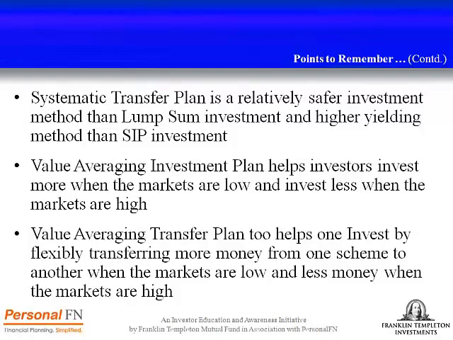Value Averaging Investment Plan helps investors invest more when the markets are low and invest less when the markets are high, which helps lower the cost of purchase of units more effectively than SIP. Like value averaging investment plan, value averaging transfer plan too helps one invest by flexibly transferring more money from one scheme to another when the markets are low and less when the markets are high.